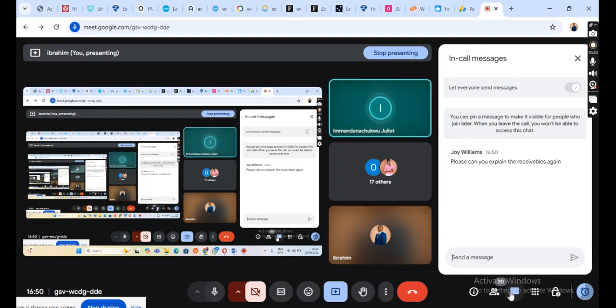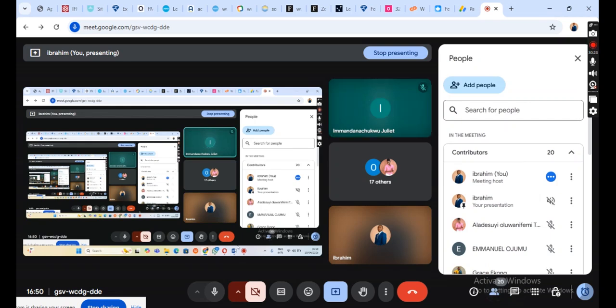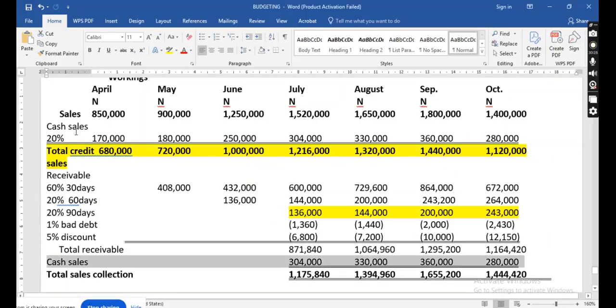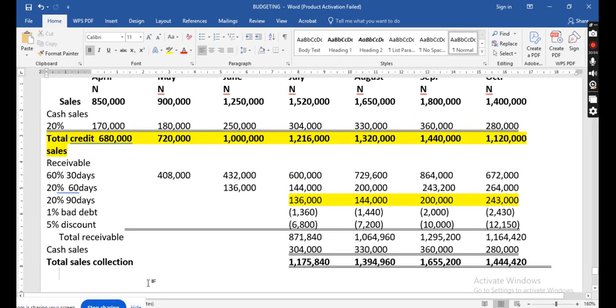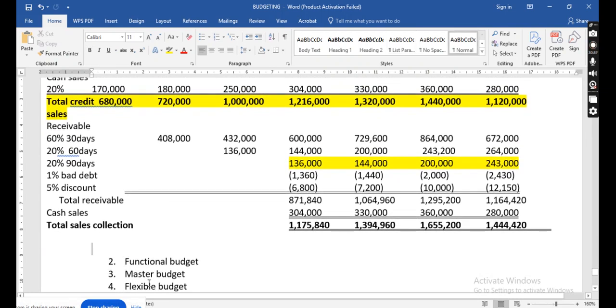Sir, please, how did you get the cash sales? Okay, thank you. That is a very good question. Can you see it here? Cash sales: 20% of 850, 20% of 900, 20% of this, and so on. So this is for July, August, September, and October. Can you see it? Yes, sir. Thank you. So we are good now. Okay, we move to the next one.